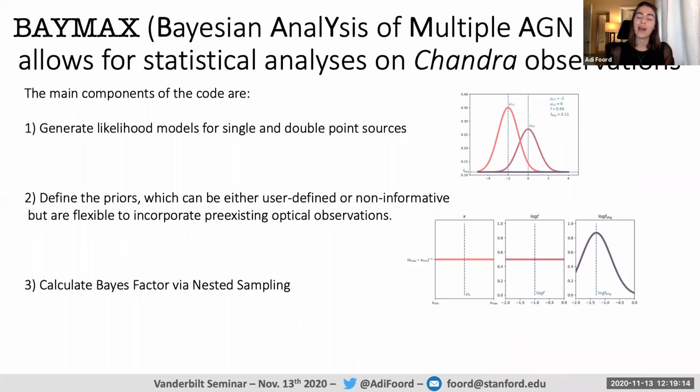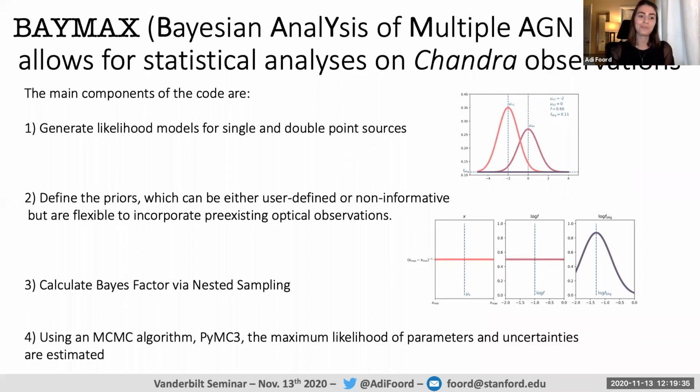So when you have 4 or more priors, it actually becomes very difficult to calculate those integrals in a timely manner. And so nested sampling is just an MC sampling technique that allows you to more efficiently sample from likelihood space. And it allows the code to estimate Bayes factor on the order of minutes to hours instead of years. And then lastly, using an MCMC algorithm, PyMC3, the maximum likelihood of parameters and their uncertainties are estimated.